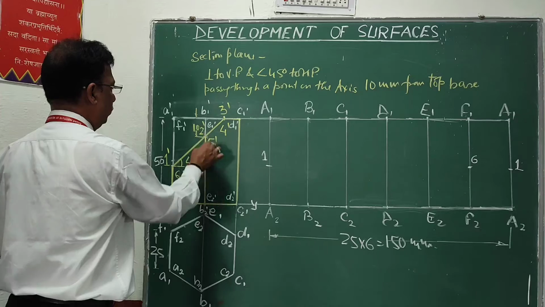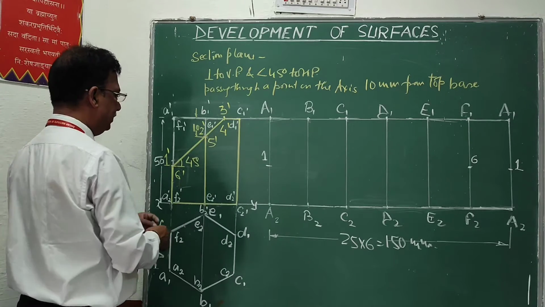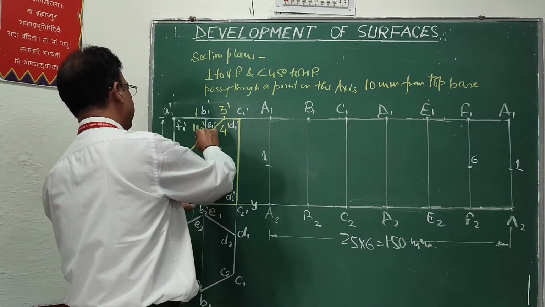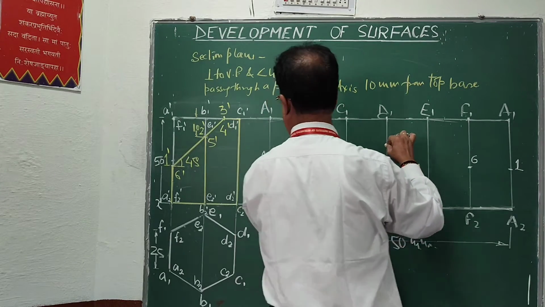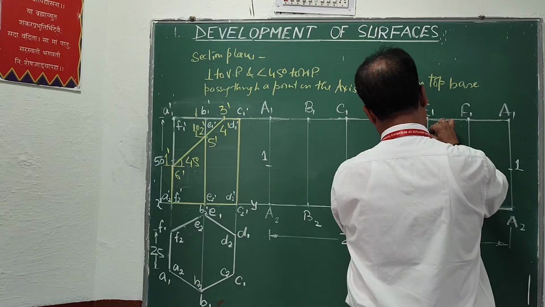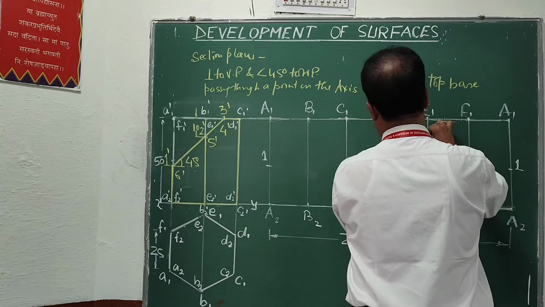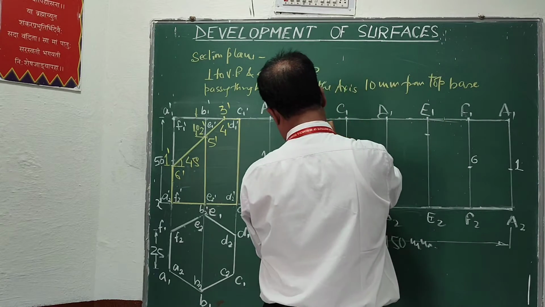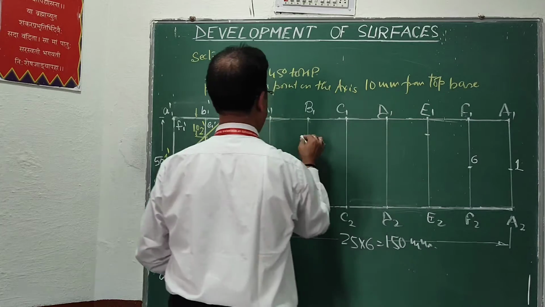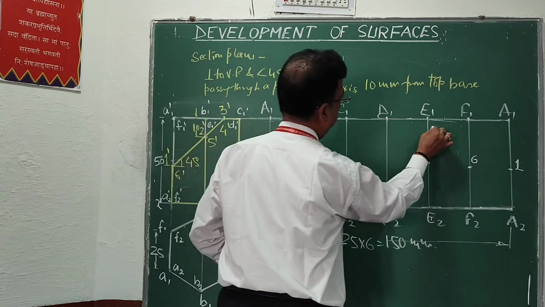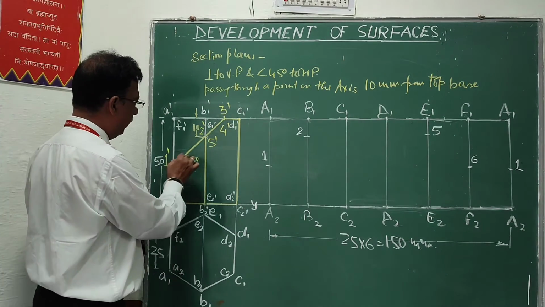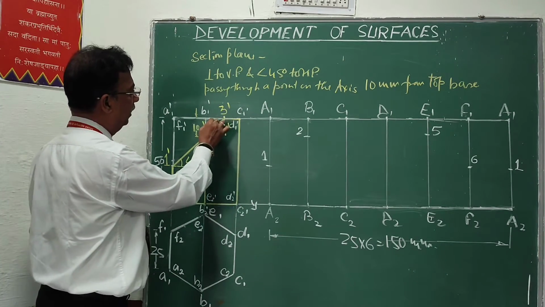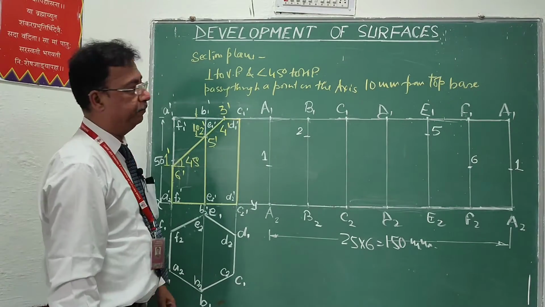Same method for 2 and 5 dash, this distance, that is E1 dash to 2 dash will be the true distance of E1, E2 to 5 dash, and same way B2 to 2 dash. So this is 2 and this will be 5. So in this way I have already plotted 1, 2, 5 and 6. Again regarding this 3 and 4.